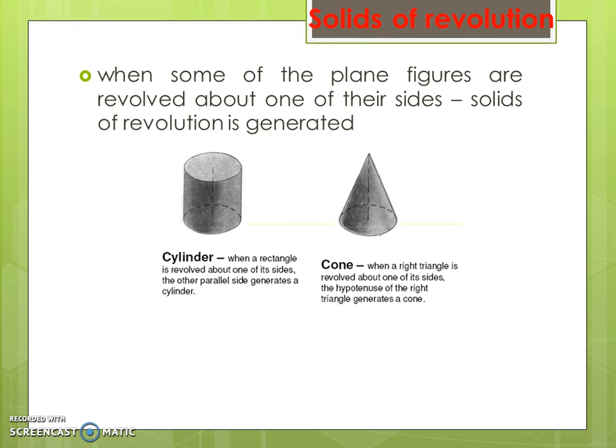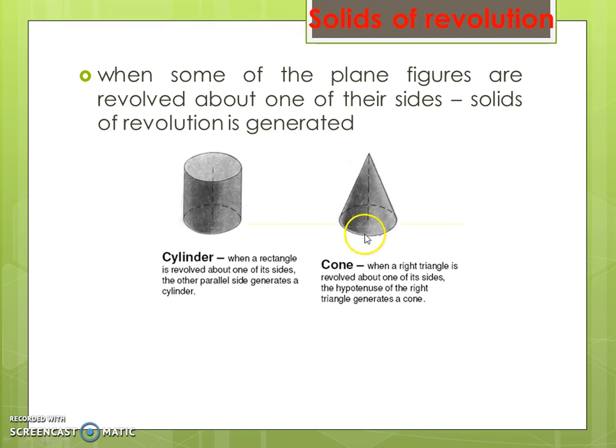Next, coming to solids of revolution. Solids of revolution are formed when plane figures are revolved about one of their sides. See here a cylinder. When a rectangle is revolved about one of its sides, it generates a cylinder. We can draw a rectangle, and when that rectangle is revolved 360 degrees, it forms a cylinder.